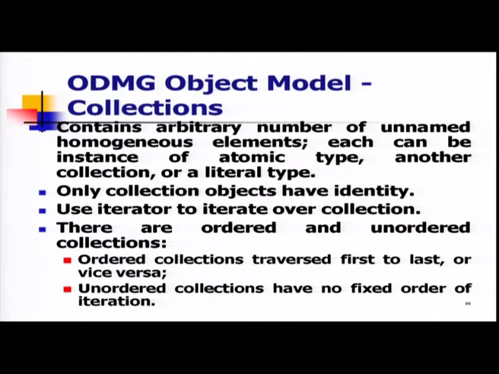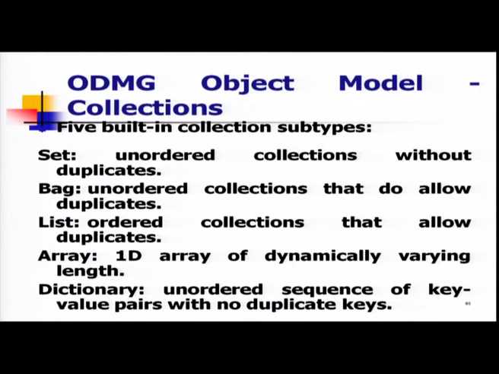The OODBMS has become a wonderful idea, and as we keep telling, today we have tools, UML, so many tools are there, and object oriented has been around for a couple of decades now. There are 5 built-in collection subtypes: set, bag, list, array, dictionary. I can have a set of objects, a bag of objects that allows duplicates, a list of objects, an array of objects, a dictionary, an unordered sequence of key value pairs with no duplicate keys.